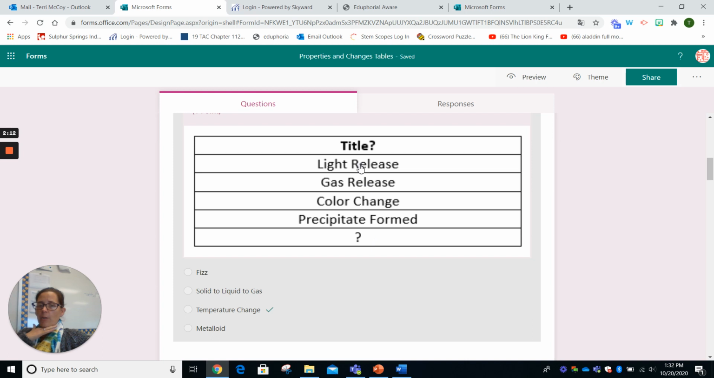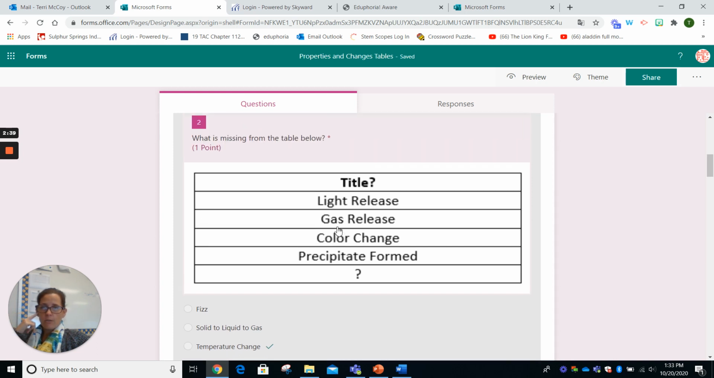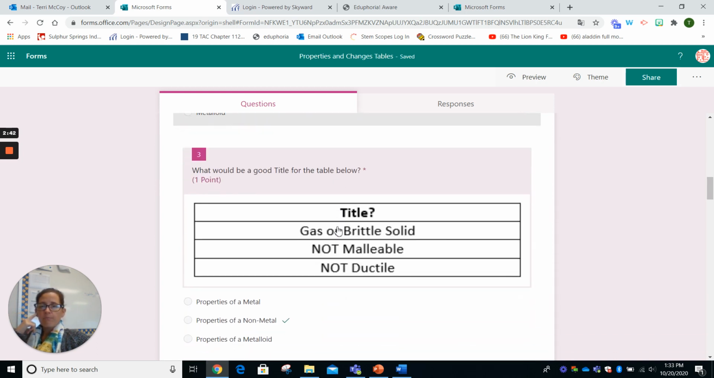If we look here, we think Cool Guys Love Their Phones. Let's go down the list and see what's missing. Cool is for color change. There's one. Guys is gas release. There's that one. L is for love and light release. And then the T, I don't see it anywhere on here. There's the P, the last one, but we're missing the T for temperature change. So temperature change is going to be the answer for question number 2.